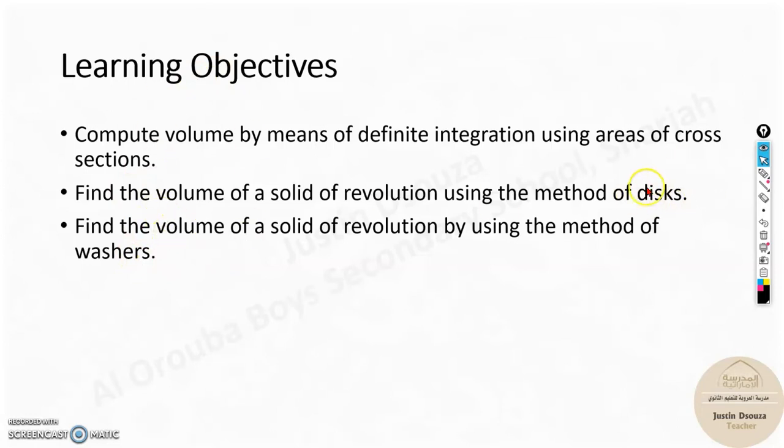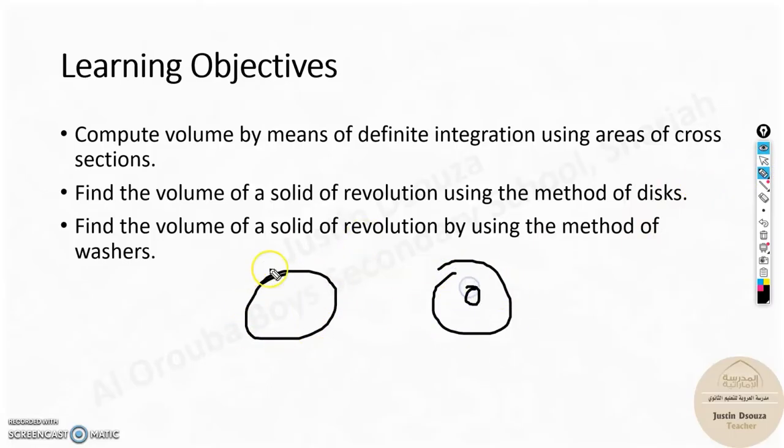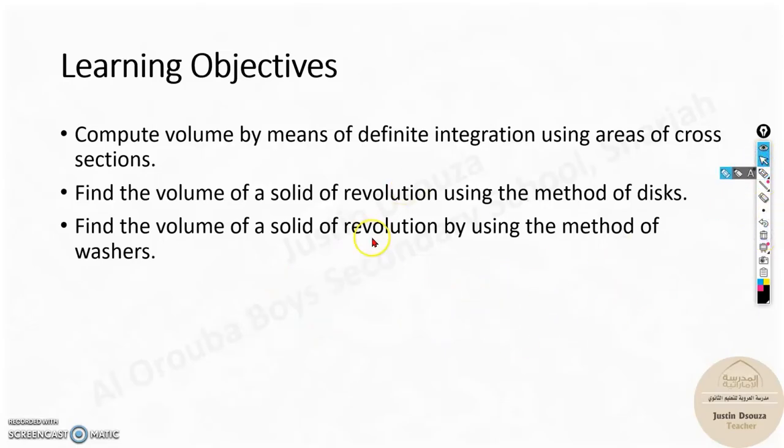So over here, you must remember the disk and washer. A disk is something like this. A washer is having a hole. So the formula changes. And we will come across this one by one.